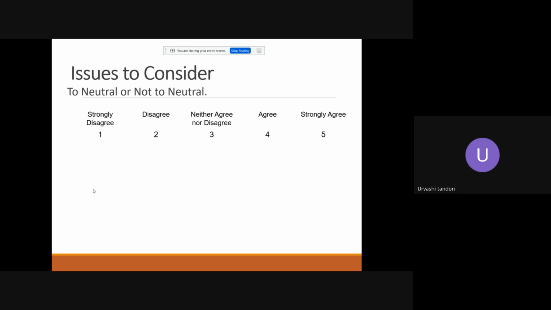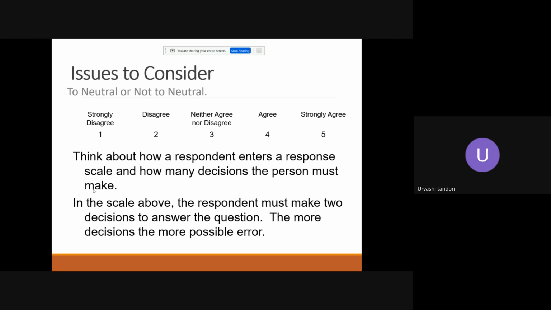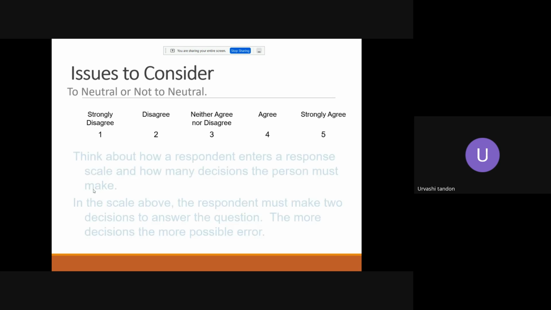Third one, neither agree nor disagree. So again, when a person is entering three, it means he's neither agreeing to a problem nor disagreeing to a problem. Then how will we make a choice, or how will we categorize? Yes, this is important, this is least important, right? So this leads to some probable error.